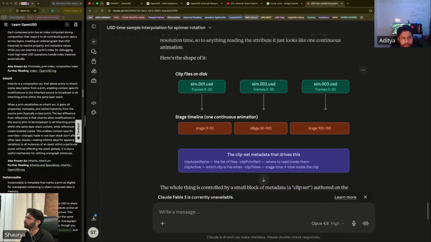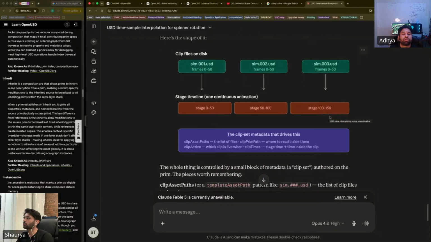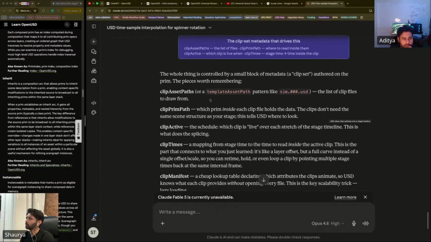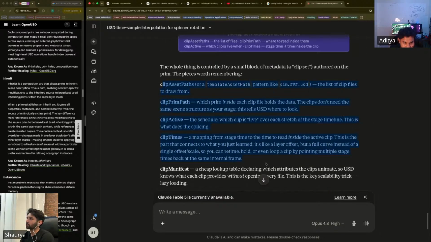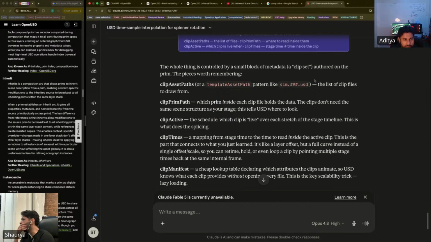But I'm just trying to take a look at the metadata, like what it says in the metadata for the clip set. It says the metadata is clip asset paths, the list of the files, and the clip trim path, where to read inside them, and clip active, which clip is live. This you need to read over here. This is the one that is defining the sim inside each clip that holds the data. The clips don't need the same structure as your stage. This tells USD where to look.